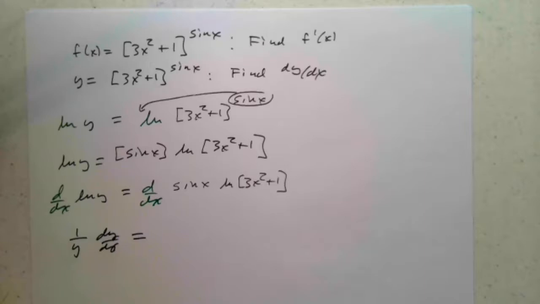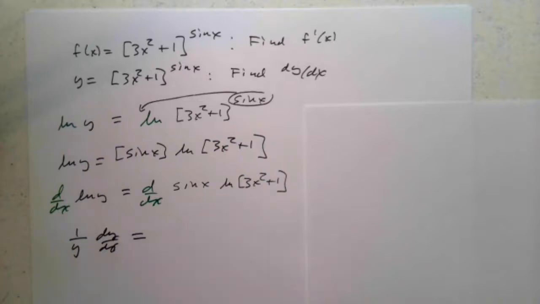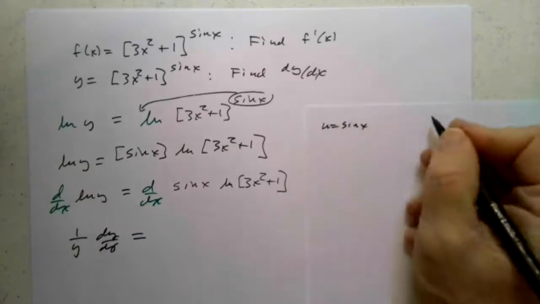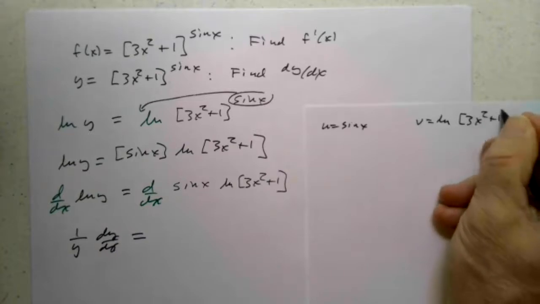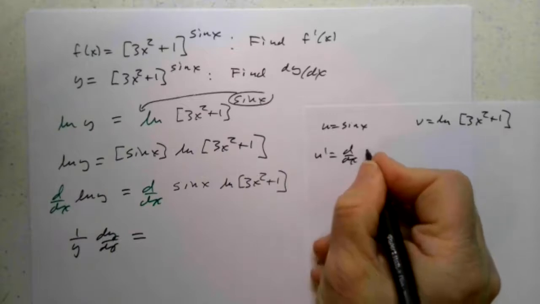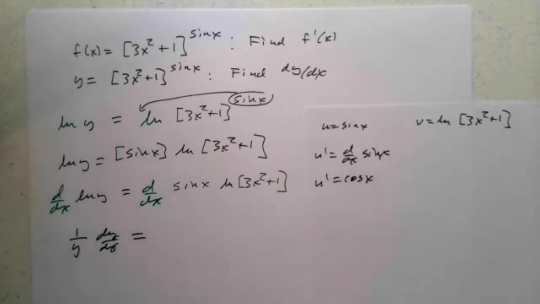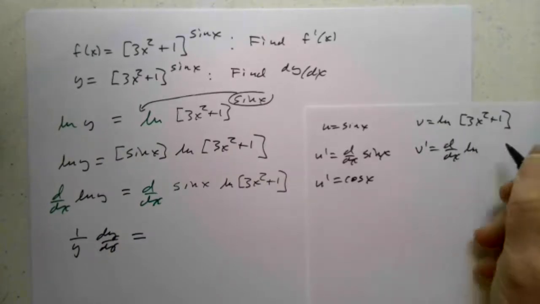Now what do we have to do? We have our second part. We have the derivative with respect to x of sine x times the natural log of 3x squared plus 1. That is going to require the product rule, where we're going to say u is sine x, v is the natural log of 3x squared plus 1. u prime is the derivative with respect to x of sine x. So u prime is cos x. No problem there.